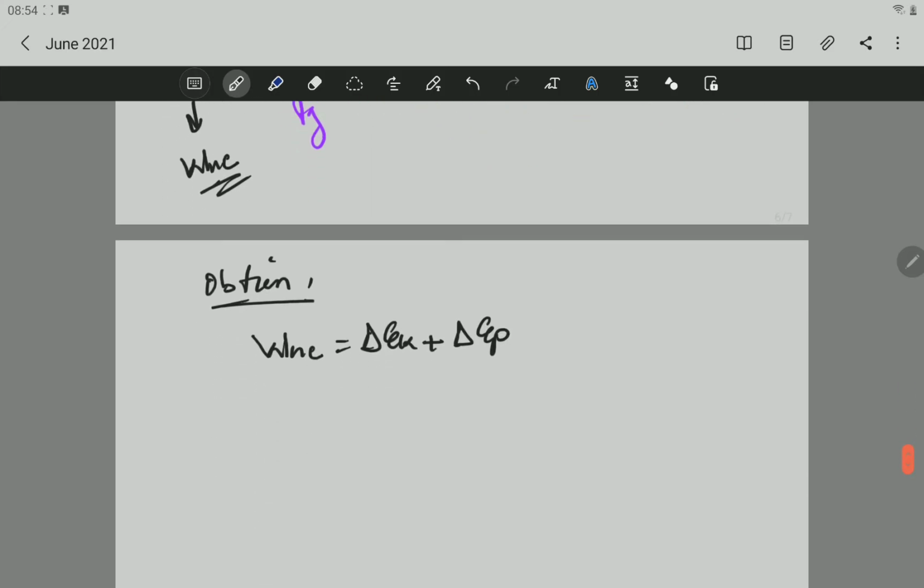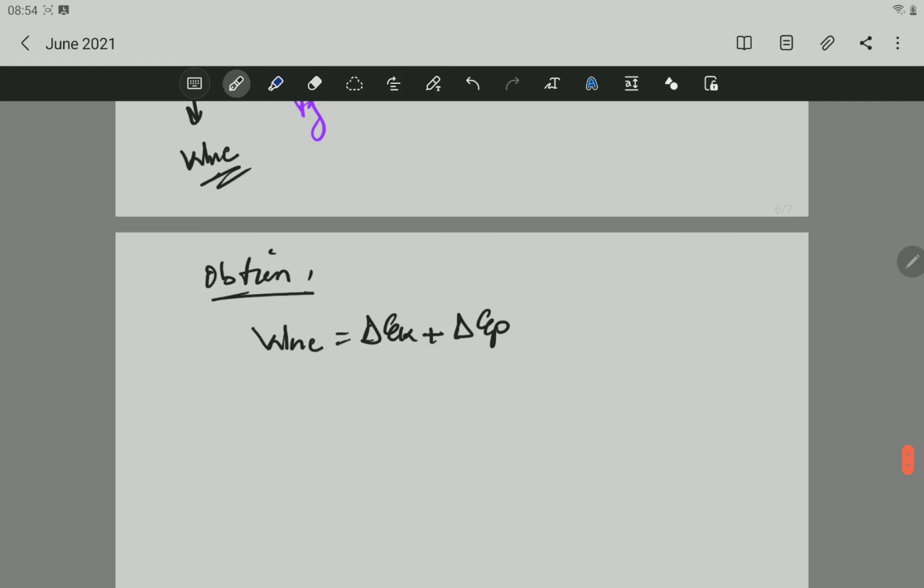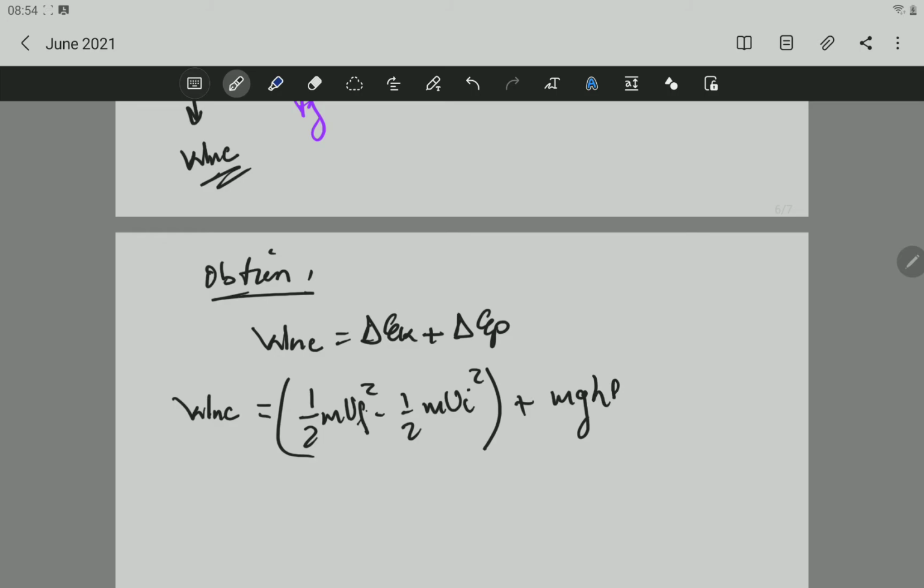Okay, so now if we go on here, we can break this one further. The work done by the non-conservative forces is equal to the change in kinetic energy, which is half mass times final speed squared minus half mass times initial speed squared, plus the change in potential energy, which is mass times acceleration due to gravity times final height minus mass times acceleration due to gravity times initial height. Right? So this is the same thing, just with a little more substitution.